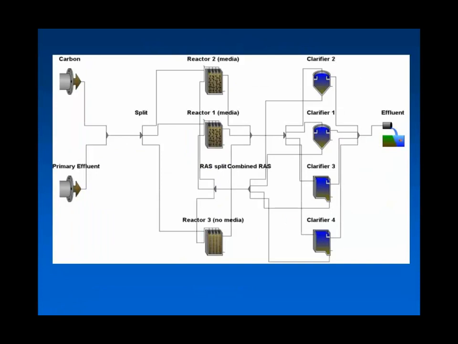So this is what the model looked like in GPS-X. They had added IFAS to 2 of their 3 bioreactors, and they had the opportunity to split their mixed liquor across these 4 clarifiers. These were 2 new ones that were built at that same time. Their objective was to have the model so that they could take some time to look at what was going to happen when they took these 2 older clarifiers out of service to be repaired.